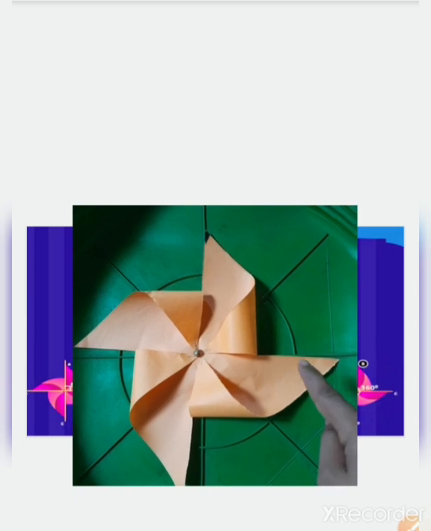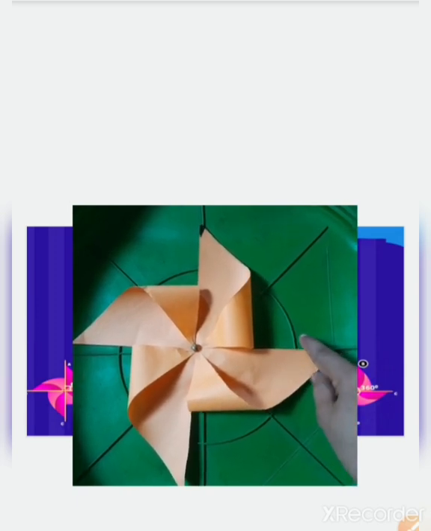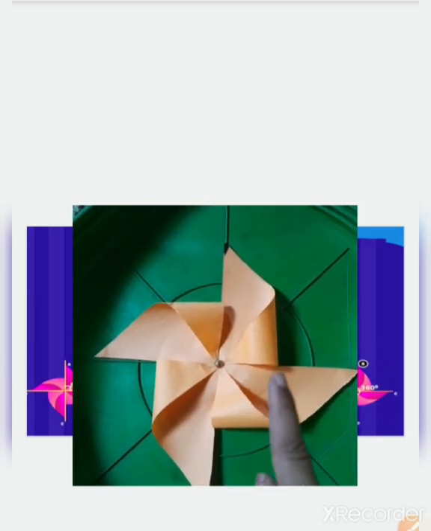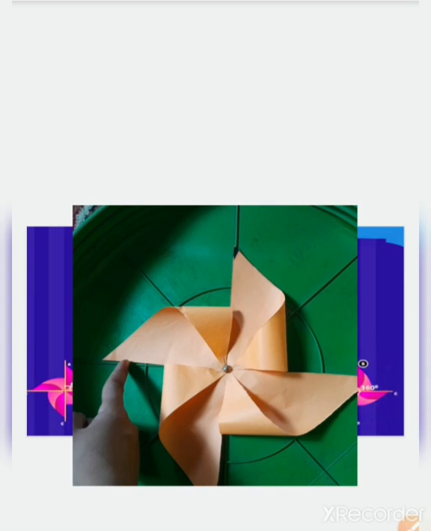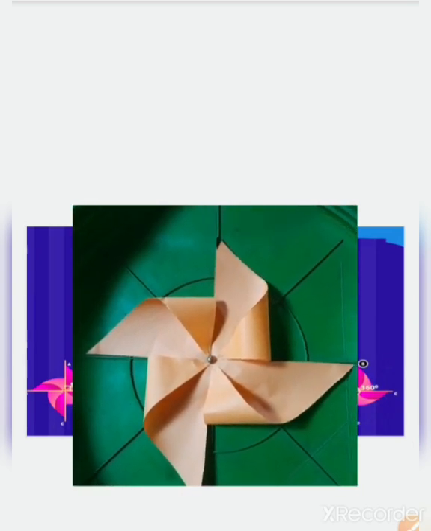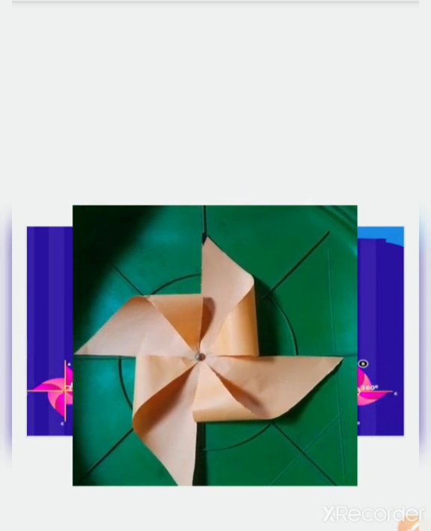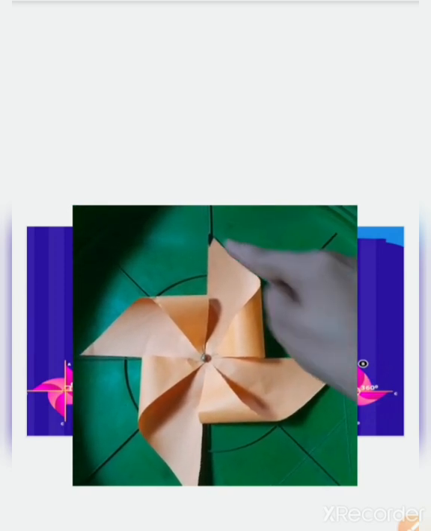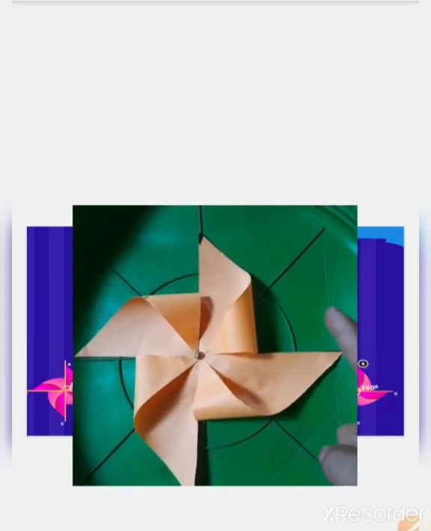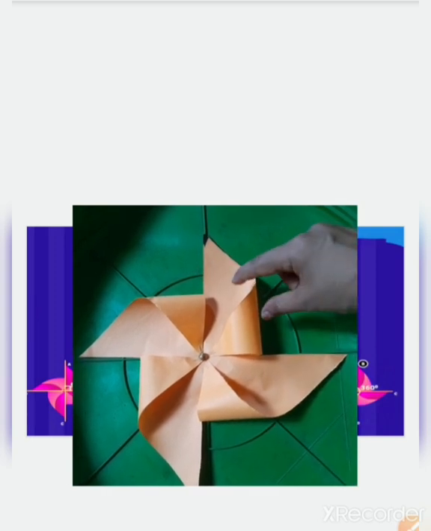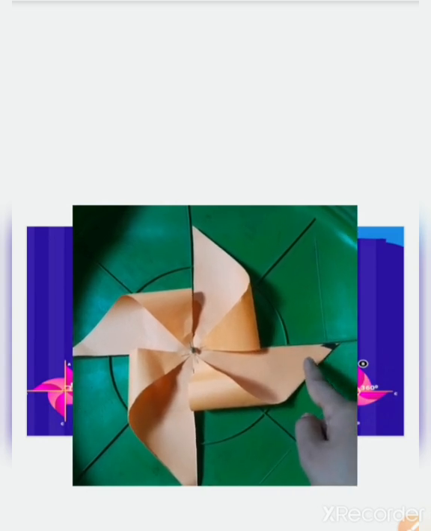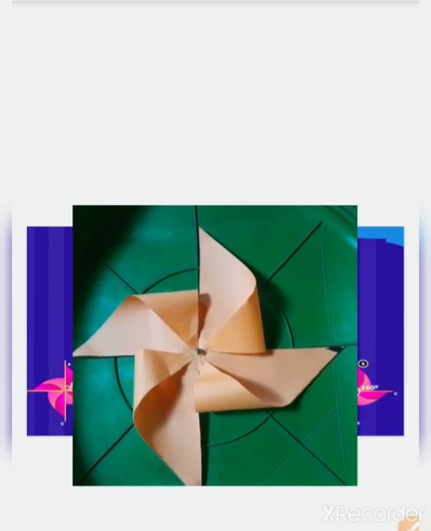So 90-degree angle will be here, and half, 180-degree, will be here, and 270 will be here, and 360 again will be here. So first of all, we will rotate this 90-degree in clockwise direction. Clockwise means like this, and anti-clockwise means like this. So we will rotate it clockwise. So this is 90-degree angle, or we can say 1/4 rotation.